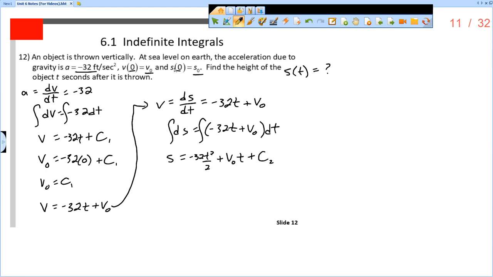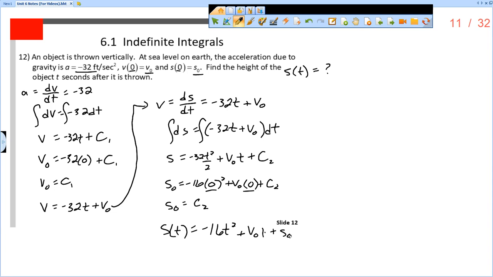Now we want to use the fact that s of 0 equals s sub 0. So s sub 0 equals negative 16 times 0 squared plus v sub 0 times 0 plus c sub 2. So we get that s sub 0 is equal to c sub 2, because these are 0. And so that means that the s function, s of t, is equal to negative 16t squared plus v sub 0 t plus s sub 0. So this equation is the height of the object t seconds after it is thrown.